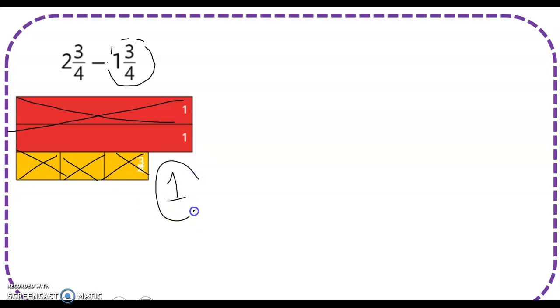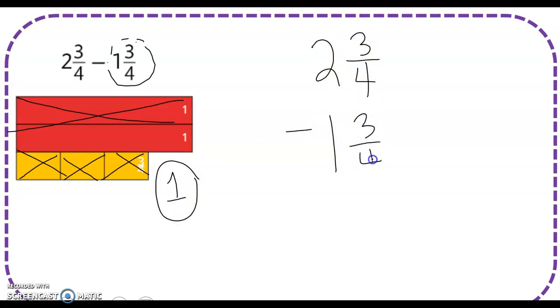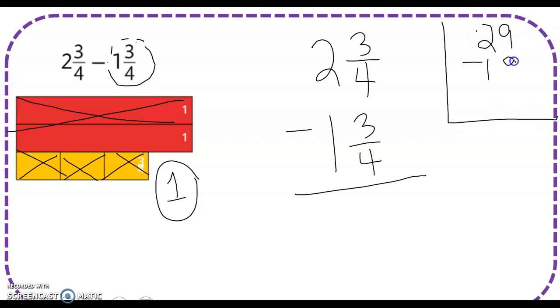So let's use the standard algorithm to check. So 2 3/4 minus 1 3/4. So if we look at the fraction column, 3/4 and 3/4, if I take that away, that gives me just a 0. Take a look at this example of simple subtraction, 29 minus 19. I know 9 minus 9 is 0, and 2 minus 1 is 1.